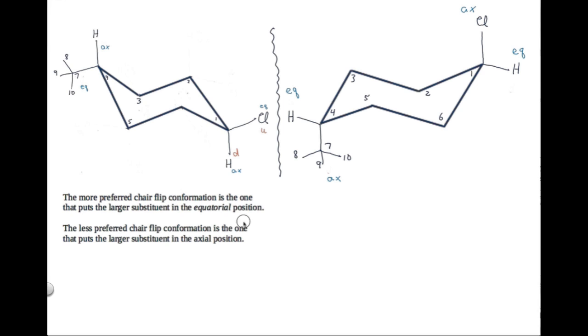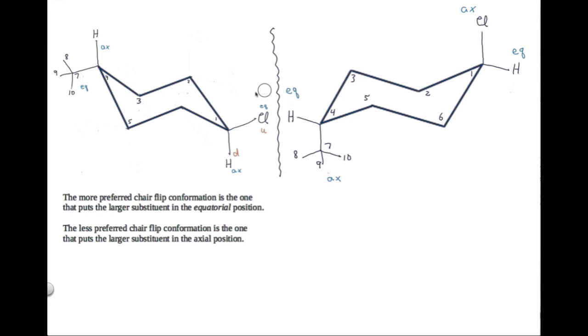You should have studied this rule for your first midterm. We prefer to put the larger substituent in an equatorial position. It is less preferred to put the larger substituent in an axial position. So in this case, the larger substituent is the tert-butyl group. This tert-butyl group is larger than this chlorine because it is made up of a bunch of atoms. It's made up of 4 carbons and 9 hydrogens, whereas the chlorine is made up of only 1 atom. So the tert-butyl group takes up a lot more space than the chlorine.